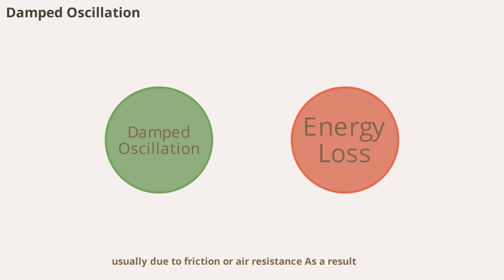Damped oscillation occurs when an oscillating system loses energy over time, usually due to friction or air resistance. As a result, the amplitude of oscillation gradually decreases and the motion eventually stops. Damping is common in real-world systems, such as car suspensions or door closers, where it's important to prevent continuous oscillations. Understanding damping helps engineers design systems that are stable and safe.